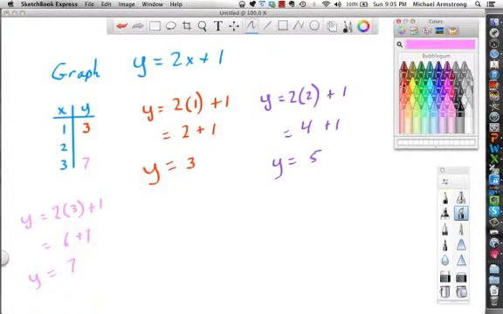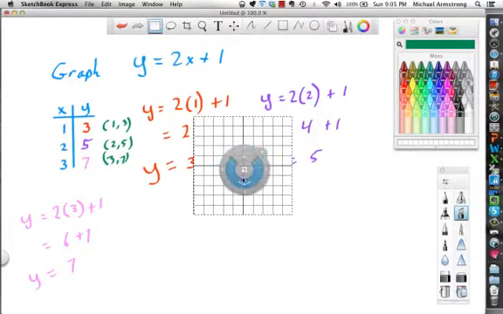I forgot to put in the 5 with the purple. Okay. These become the ordered pairs. Let's choose a completely different color. 1, 3. 2, 5, and 3, 7, and we can graph those using our graph paper.